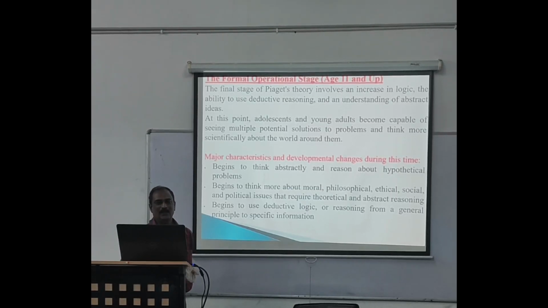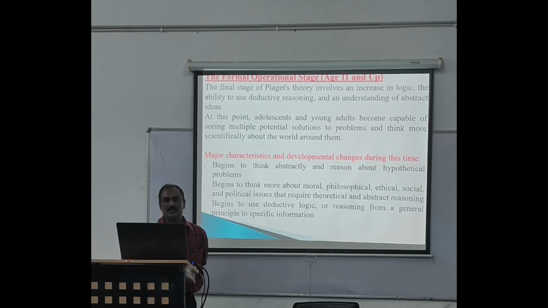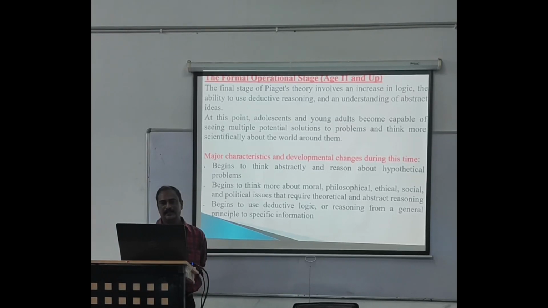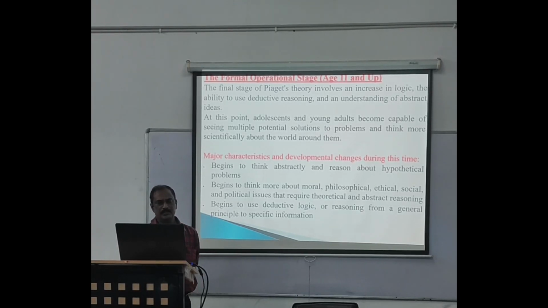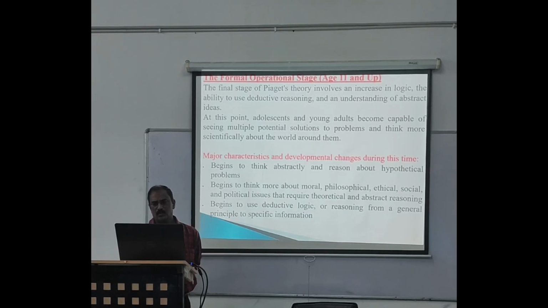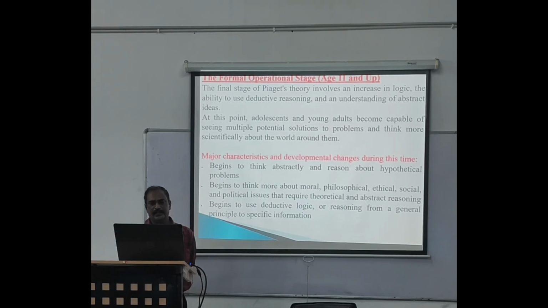And after the age of 15 or 16, they are ready to understand even abstract concepts like atom, electron, proton and neutron, which we are unable to see. They are completely abstract concepts. So let me show the major characteristics and developmental changes during this time. The first characteristic is that they begin to think abstractly and reason about hypothetical problems. The second is that they begin to think more about moral, philosophical, ethical, social and political issues that require theoretical and abstract reasoning.